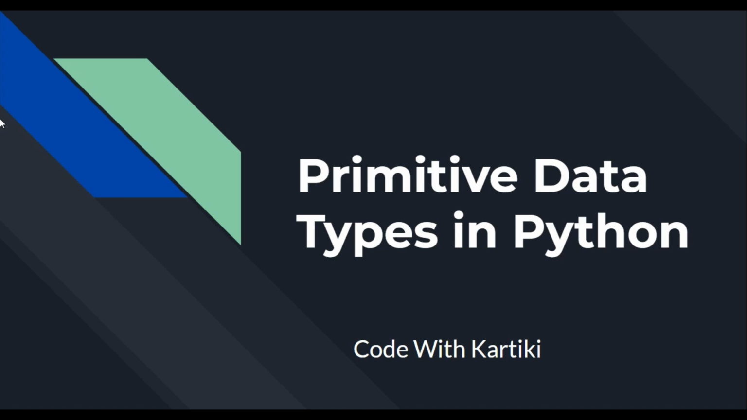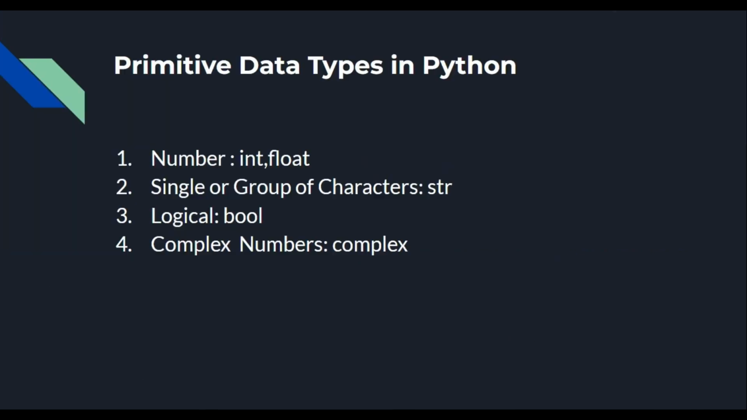Today we are going to see primitive data types in Python. In primitive data types, we have four primitive data types. Already I have explained you. Primitive data types are the basic or fundamental data types in Python.